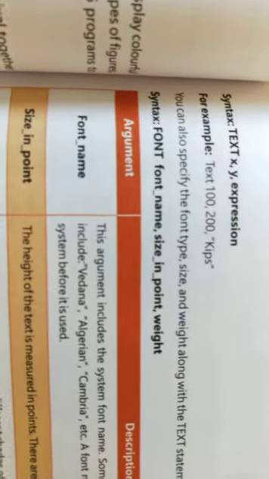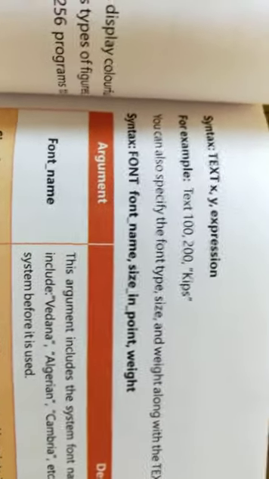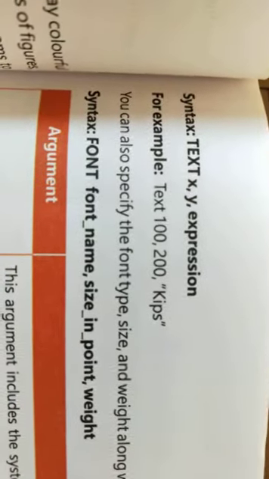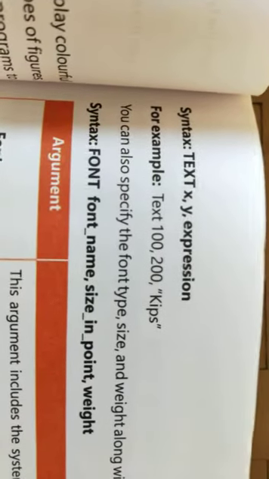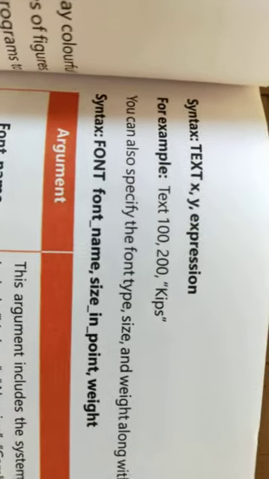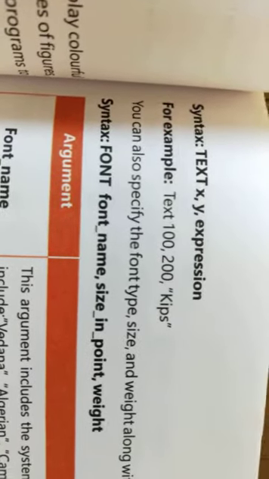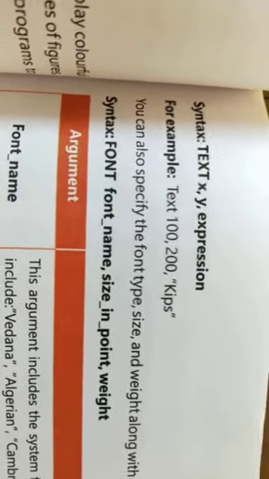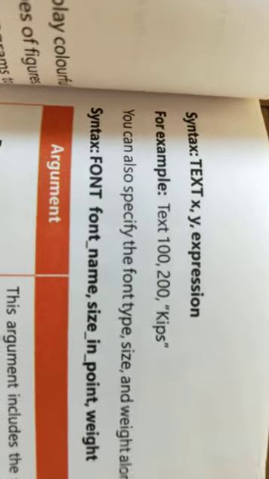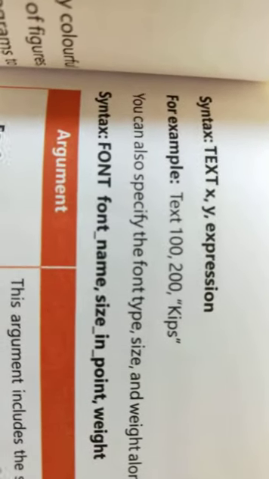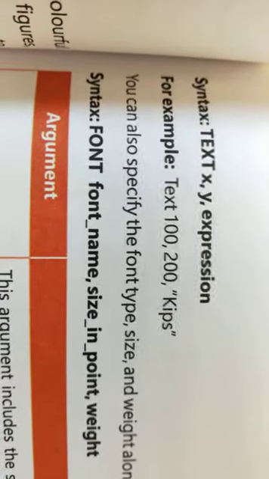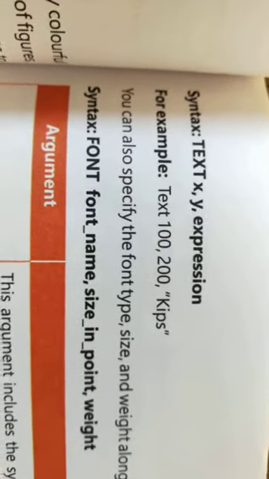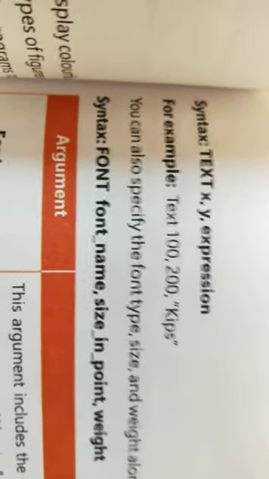The syntax of the text command is: text space x, y, expression, where x means the x-axis coordinate, y means the y-axis coordinate, and expression means what you want to print at that particular coordinate. You can see the example: text 100 comma 200 and, in inverted commas, the word you want to write there, that is skips.